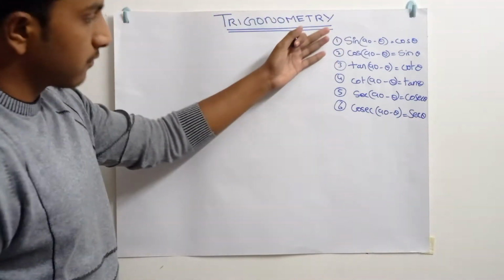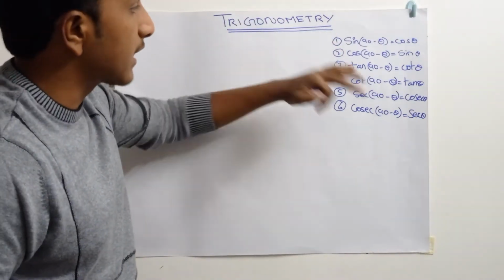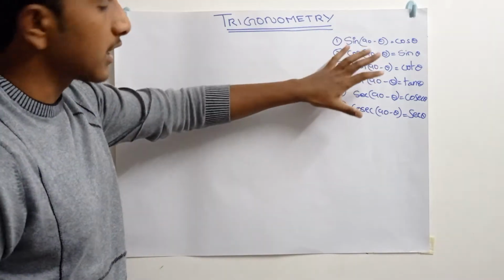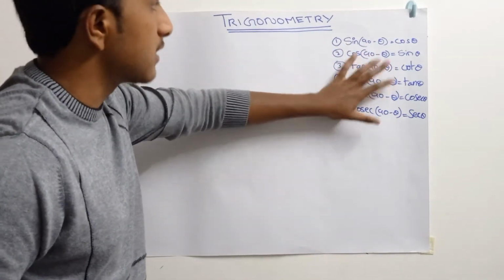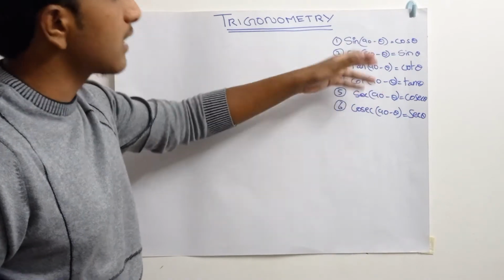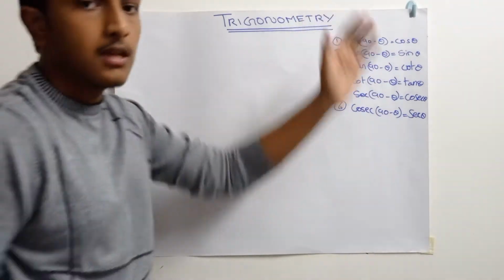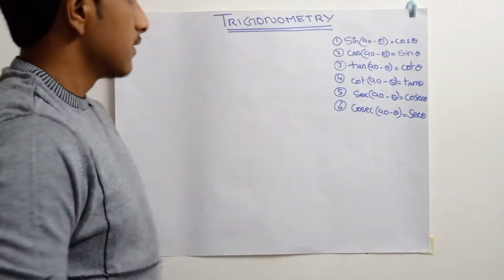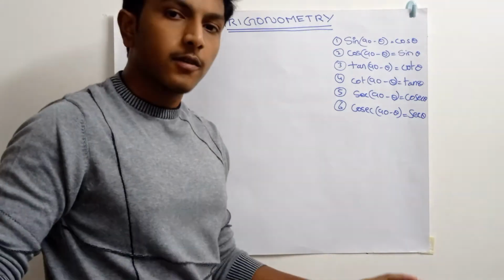These are some very important 6 trigonometric identities, and these were not explained in the previous video. Now I will explain how we get these, and there are some other angles like 90, 180, 270, 360. I'll explain those also. This topic will be completely cleared today.